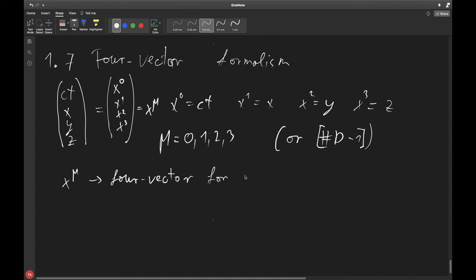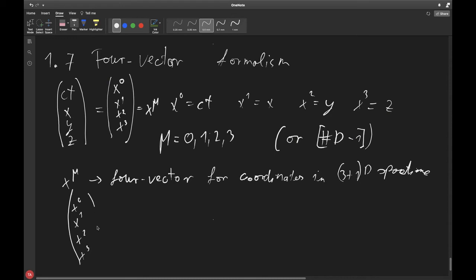For the coordinates in space-time, in 3 plus 1 space-time. So the reason why we introduce this is that it's super handy. You can rewrite the Lorentz transformation just to have the vector like that.